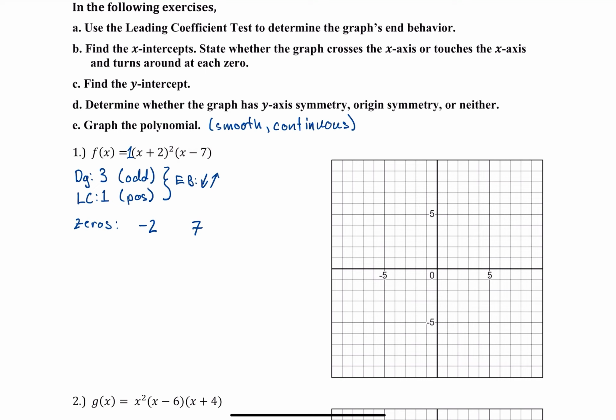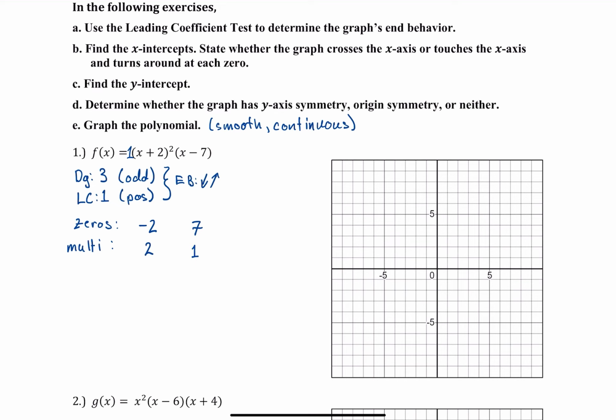Now, each zero has a multiplicity that says how many times that zero occurs. So the multiplicity, I'll just do multi for short. So we need to figure out where this negative 2 came from. It was this factor, and that factor occurred twice. So the multiplicity of negative 2 is 2. And the multiplicity of 7 is going to be 1.